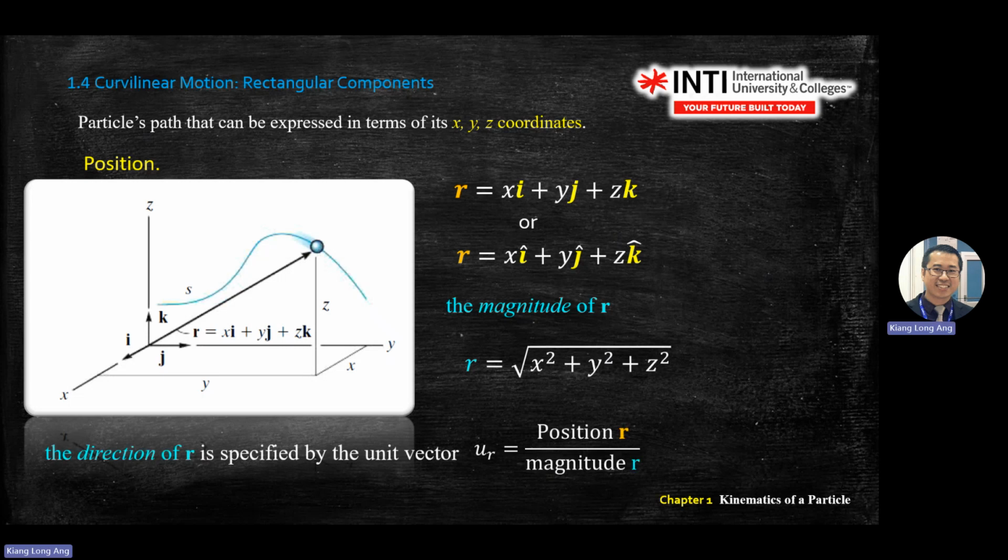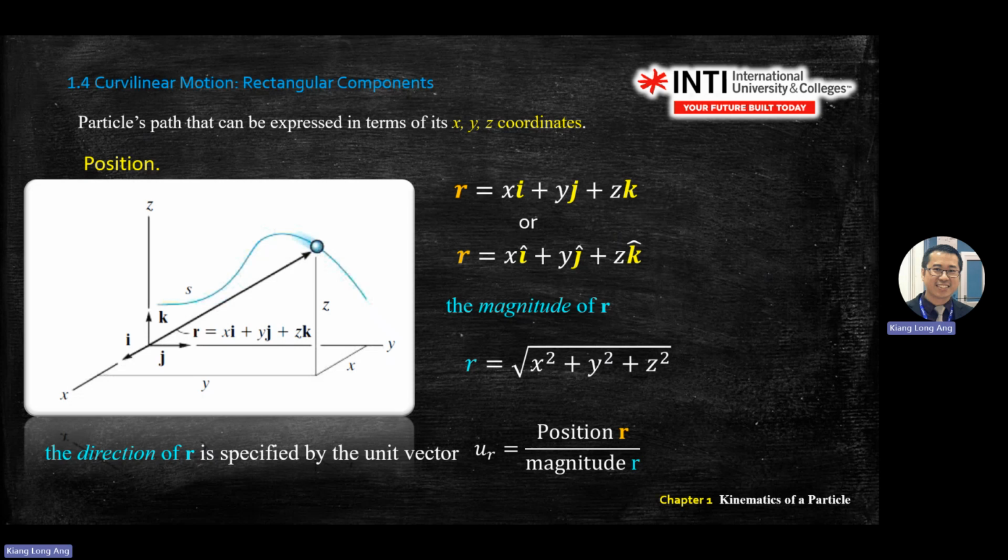Vectors also have direction, right? The direction of the vector given by position is u_r equal to position divided by the magnitude of r. This one you learn in your vector chapter. So for the direction of r, you use u_r, or you can just write direction of the vector equal to position divided by magnitude. What does it mean?